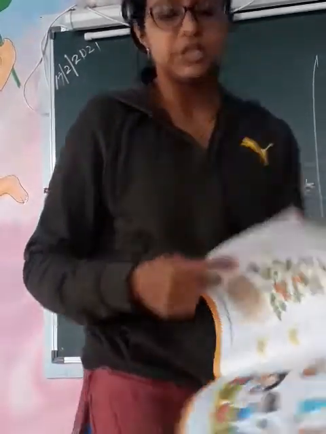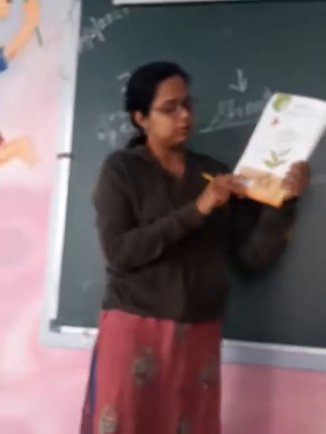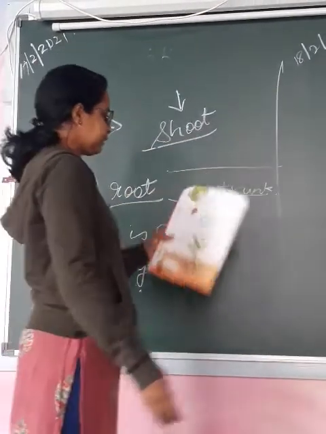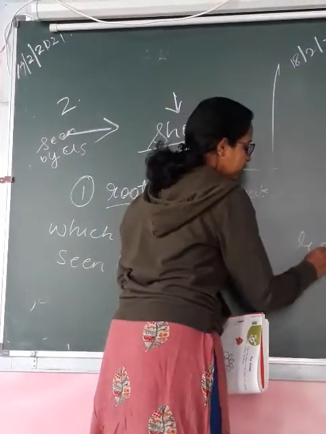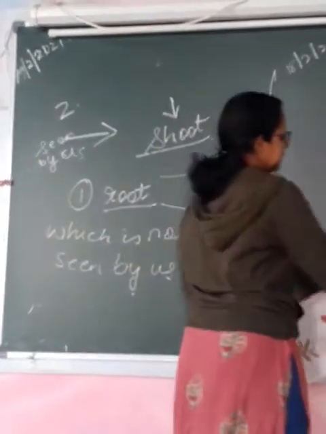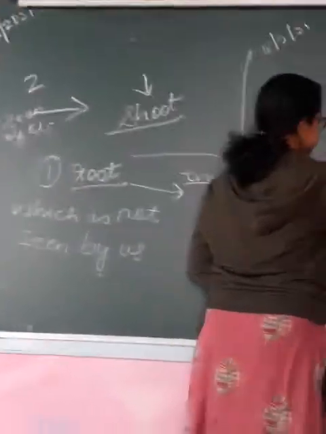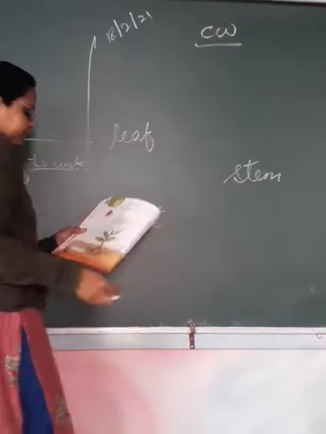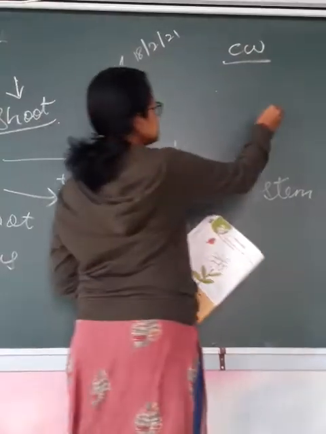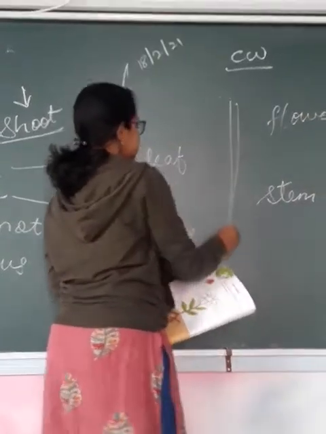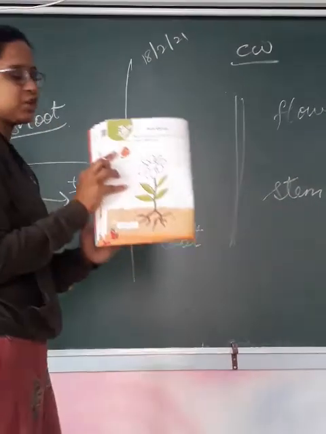Okay. UKG children, you have to trace the name of the part of the plant and color the picture. Okay, repeat after me. ROOT, root. Trace along the given alphabets. Then the green color one is STEM, stem. Then you have LEAF, leaf. Okay, and the last one is FLOWER, flower. Okay, you have to color the picture, UKG.